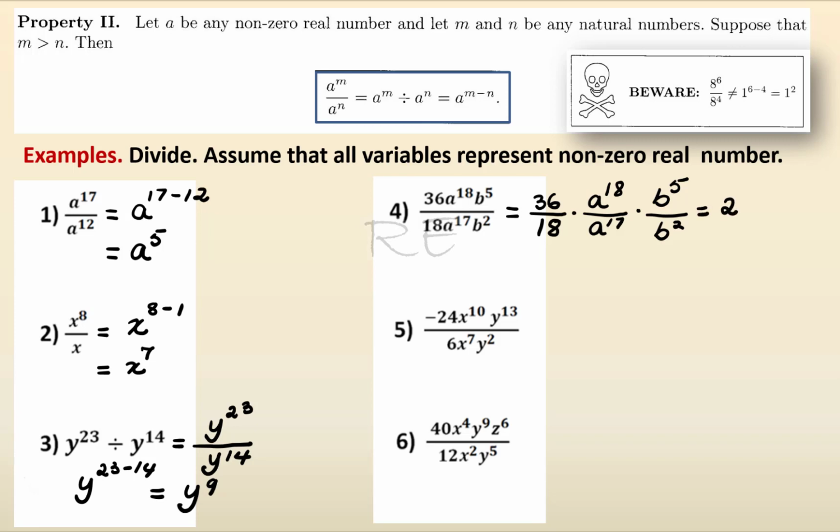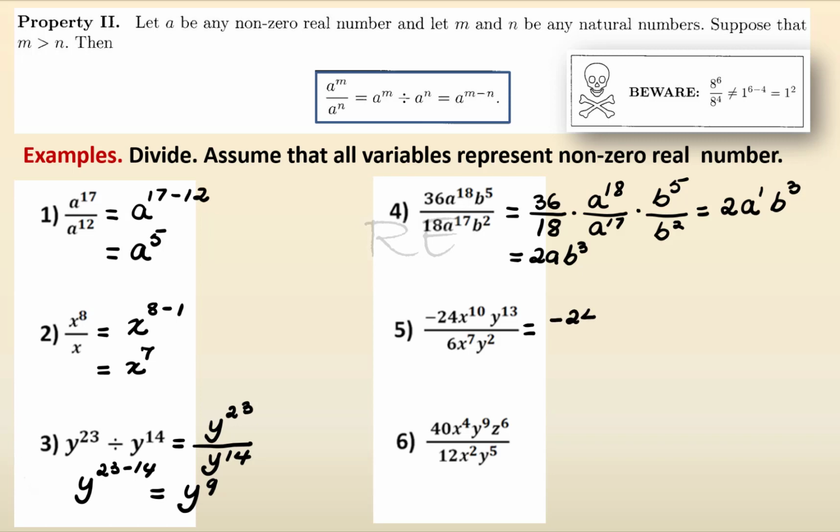36 divided by 18 is 2. A to the 18th minus 17 is a to the 1st. And b to the 5 minus 2 is b to the 3rd. The answer is 2ab cubed.